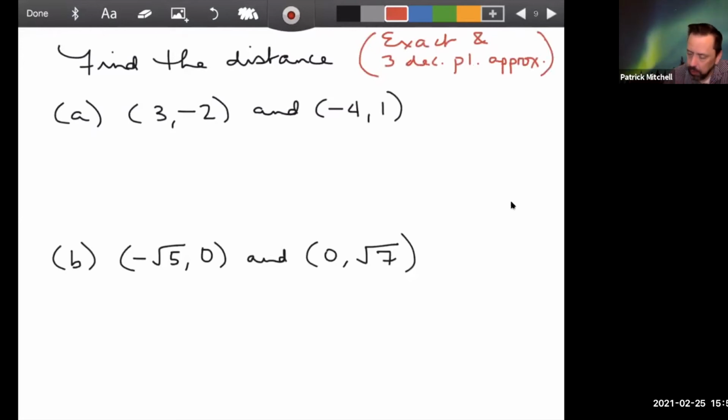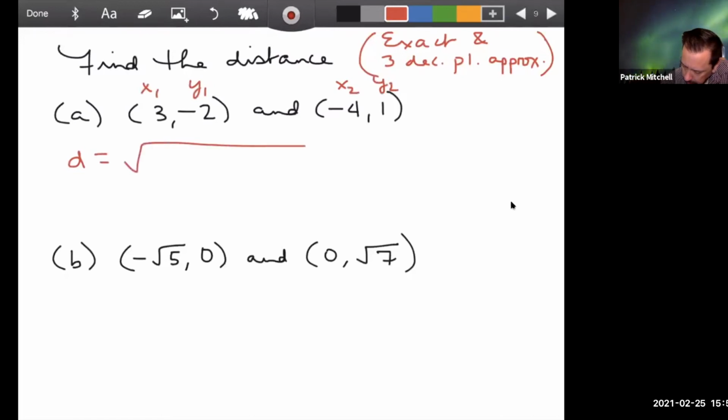Okay, so here we go. Whenever you use the distance formula or the midpoint formula, I strongly recommend, just like when you're using the slope formula, that you label your points. All right, so here's x1, y1, here's x2, y2. And then the formula is the square root of the difference in the x's squared plus the difference in the y's squared.